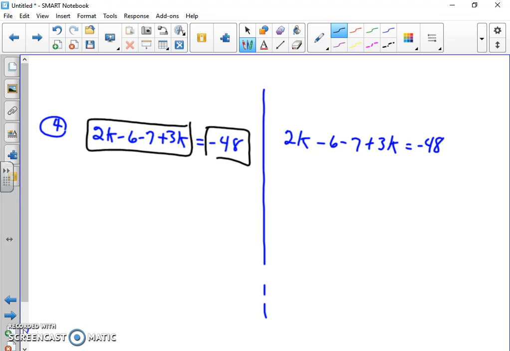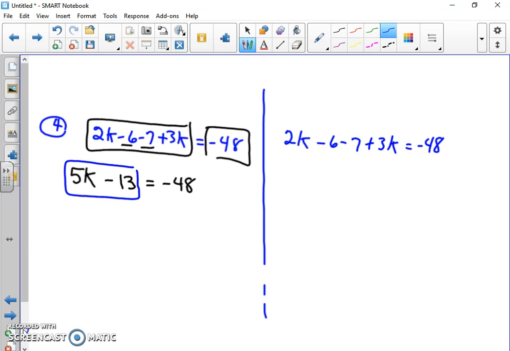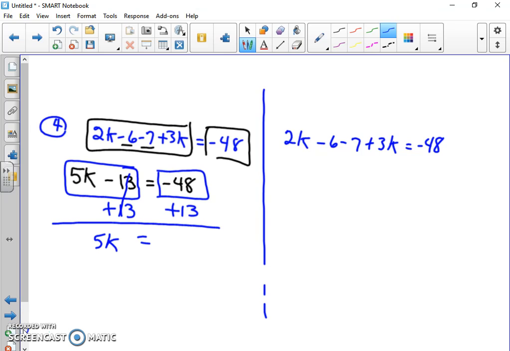Okay, so let's do the k's first. 2k plus 3k is 5k. Now we have a negative 6 minus 7 gives you a negative 13 equals negative 48. That wasn't too bad. Let's box it again, see if there's anything else we can do inside. Nope, we can't do anything inside, so let's start solving that equation and getting that variable by itself. So we have 5k, that cancels, equals negative 35. Divide by 5 on both sides, and k equals negative 7.